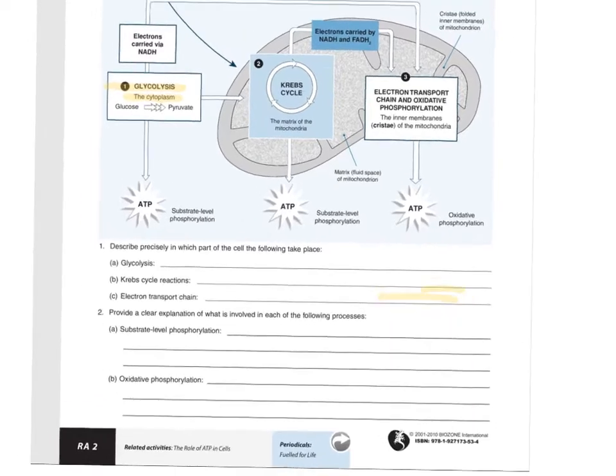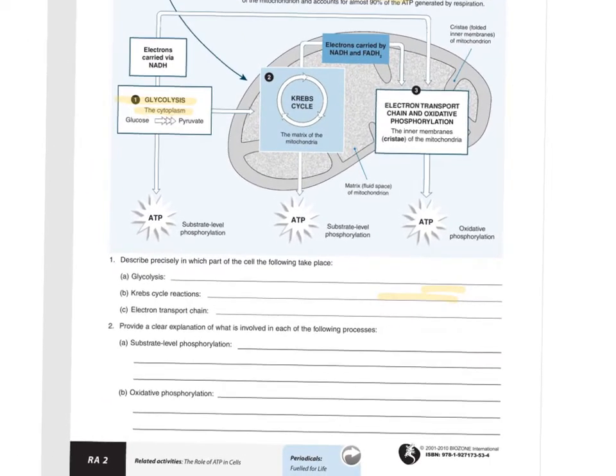Let's look at these questions. First of all, again, I want to emphasize that I'm not asking you to know how many electrons are formed here, here, or here. You should know that the most is formed here, the second most is here, the third is here. I do expect you to know glycolysis is happening in the cytoplasm, the Krebs cycle and the electron transport chain happen in the mitochondria. I expect you to know that.